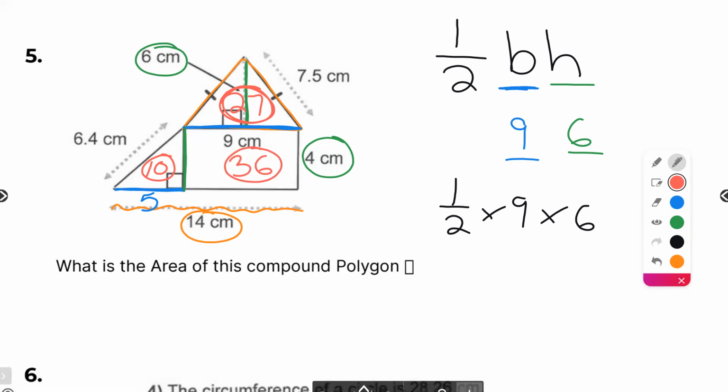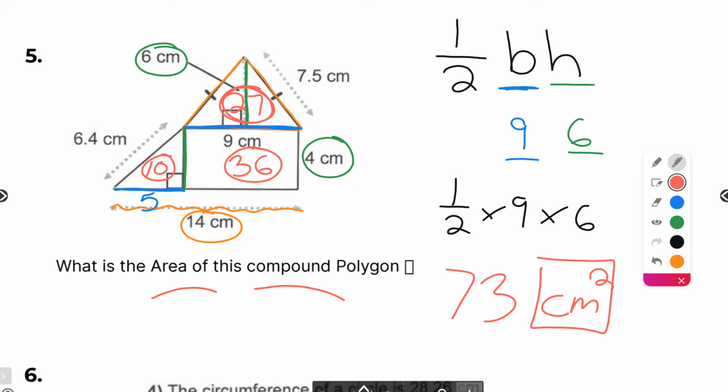Now, to find this compound area, what you do is you go around this shape and you simply add up the areas that you have. So you have 3 regions. One of your regions is 10. You add that to the other region, which is 36. And last but not least, you add it to the top triangle, which is 27. And you get a combined area of 73. And since it's area, centimeters squared.